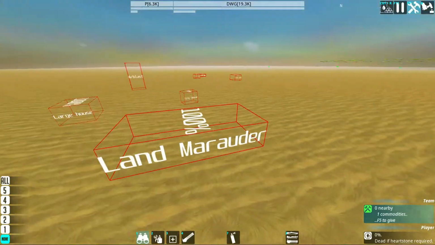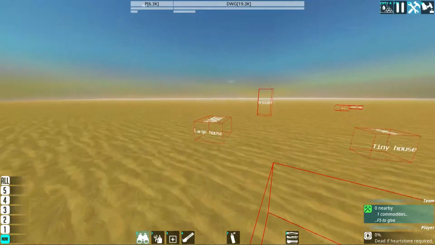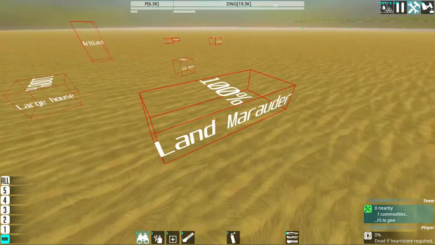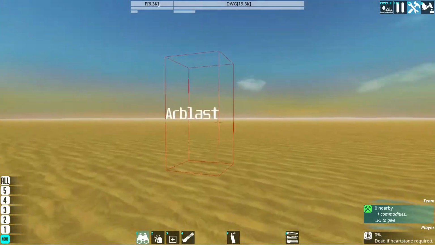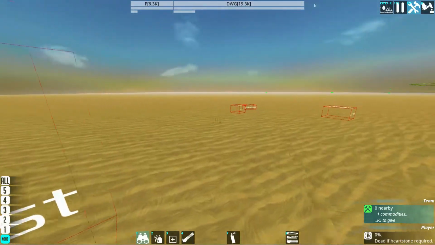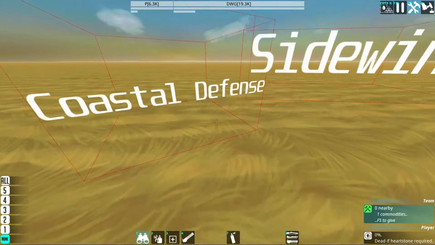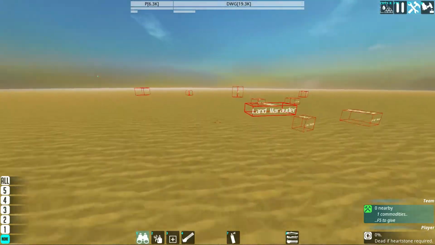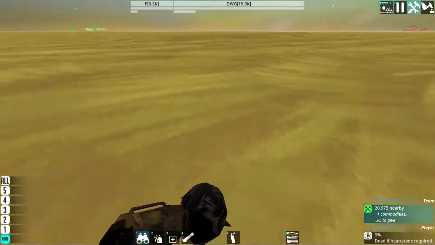I really hope that this is a full marauder that they just slapped some tank treads on. Like, I hope the paddles are still spinning in the back, and it's actually just a marauder on some tank treads. That would be amazing. Coastal defense with a sidewinder glitching through it. I hope that doesn't cause any problems.